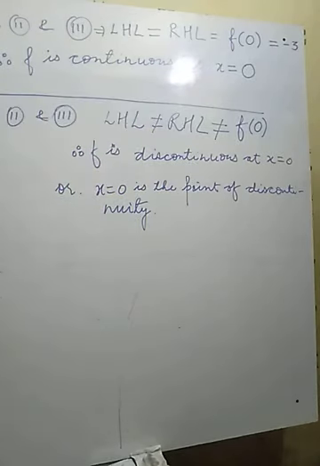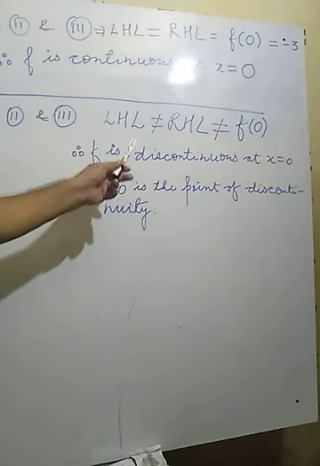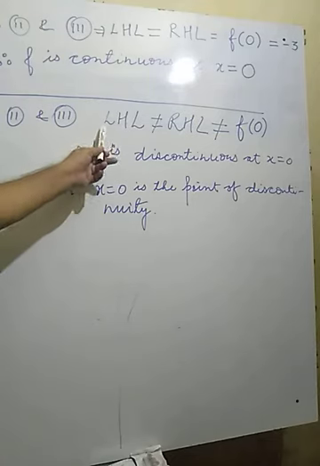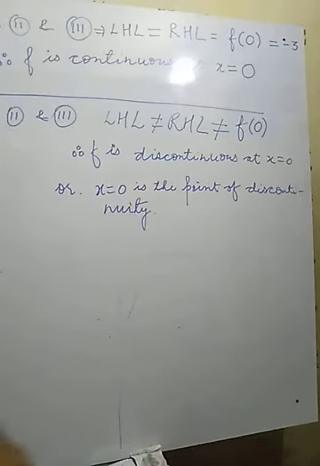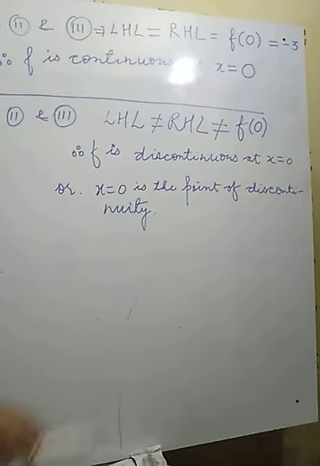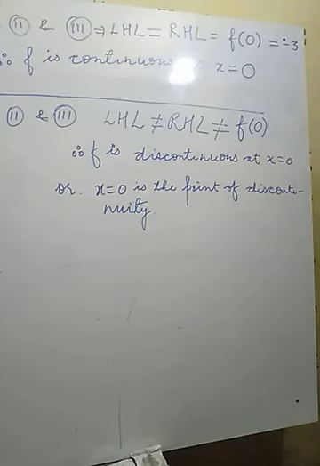Suppose a situation is there where equation number 1, equation number 2 and equation number 3 imply left hand limit is not equal to right hand limit. It is another position and circumstance. After calculation, if you find that left hand limit is not equal to right hand limit and that value is not equal to the value of function at that particular point, then this function is discontinuous at that particular point. How can we prove it?